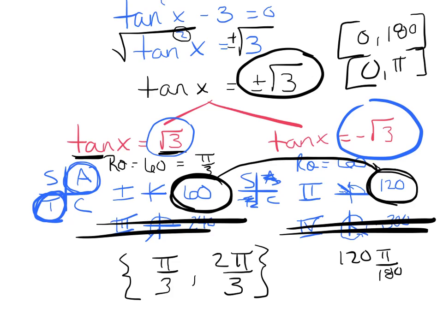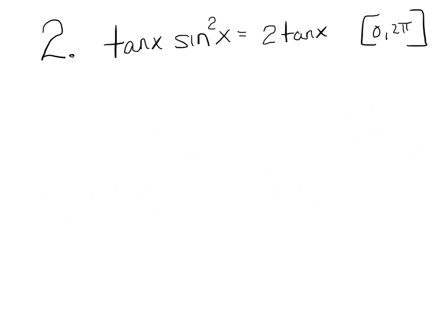So 2 pi over 3. And there you go, we've got our first two answers. Alright, we're off to a good start. Let's try another. Number 2.